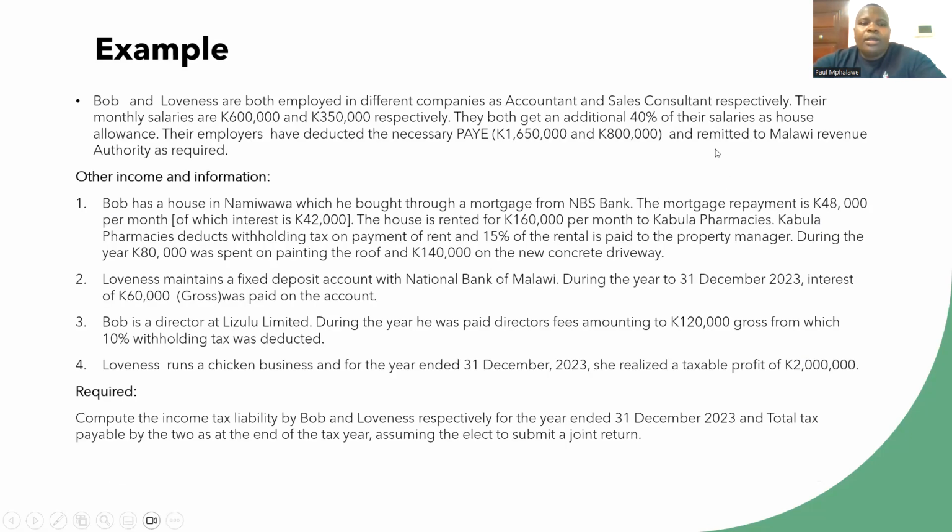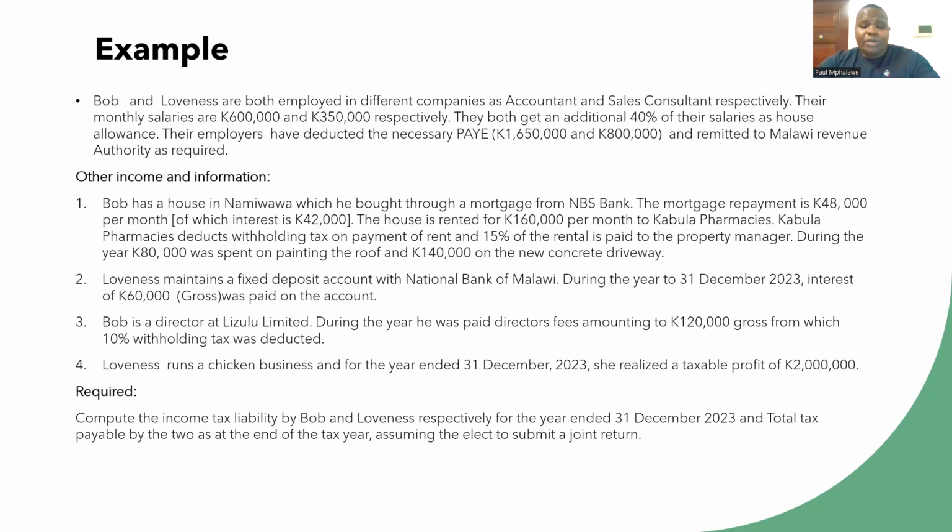So we've got an example here. Bob and Loveness are both employed in different companies as an accountant and sales consultant, respectively. Their monthly salaries are 600 Malawi kwacha and 350 Malawi kwacha, respectively. Meaning to say, Bob earns 600,000 per month, and the wife earns 350,000 per month. They both get an additional 40% of their salaries as house allowance. Their employers have deducted the necessary pay as you earn as 1,650,000 for Bob and 800,000 kwacha for the wife. And that is remitted to Malawi Revenue Authority as required by law.